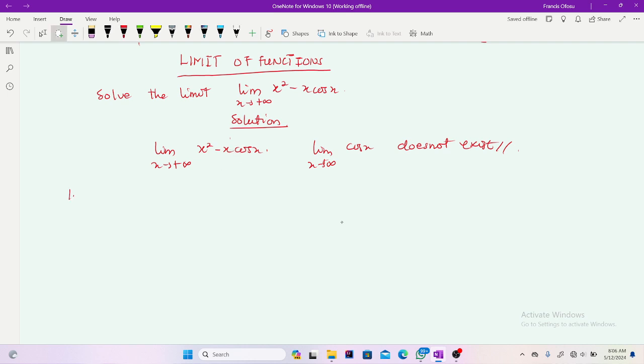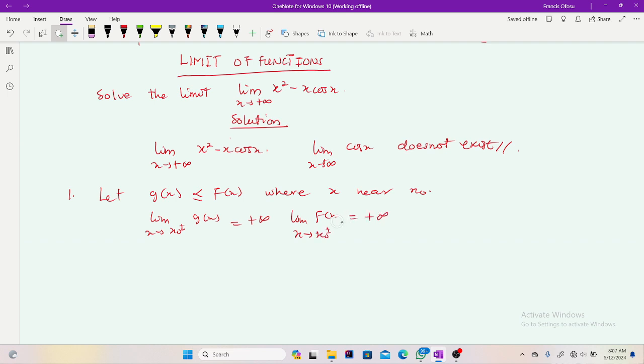One theorem says that if you have two functions g of x and f of x, such that g of x is less than or equal to f of x near a certain point x naught, then if the limit as x approaches x naught, positive or negative, of g of x is equal to positive infinity, then the limit of f of x will also be equal to positive infinity. Why?